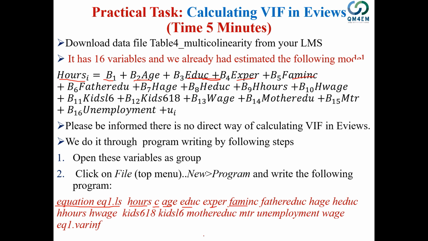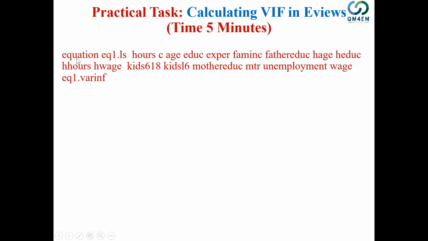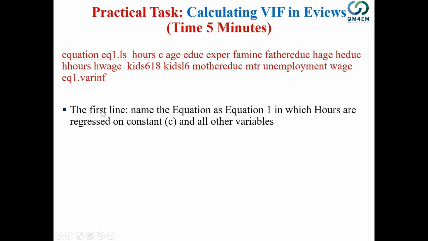So moving forward, the first line of the equation defines equation as equation 1. That's the model which I'm running. The dependent variable is hours of work the female were doing, and regressing it on the constant and all other 15 explanatory variables. So that's the first 2 lines.